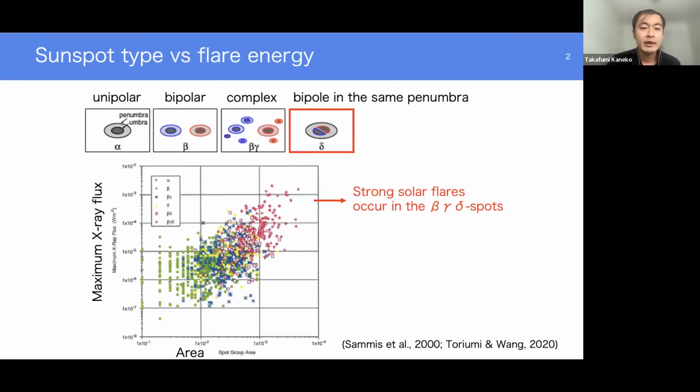And we empirically know that large flares, especially X-class flares, occur in the delta sunspot. And delta sunspot is characterized by the bipole in the same penumbra. And this is a bit old paper, but by the statistical study, basically all of the X-class flares, especially flares larger than X2, always occurred in the delta spot.